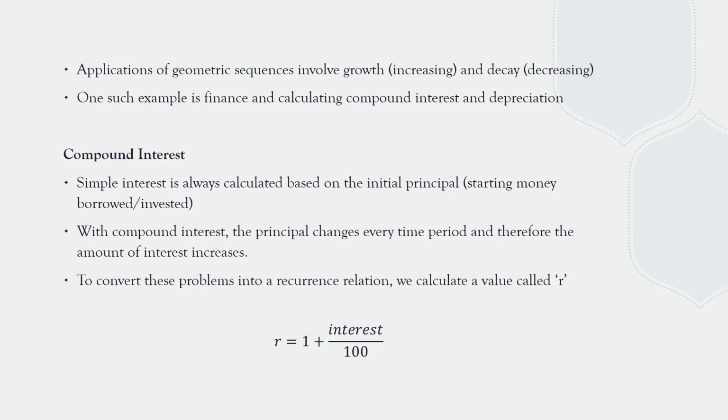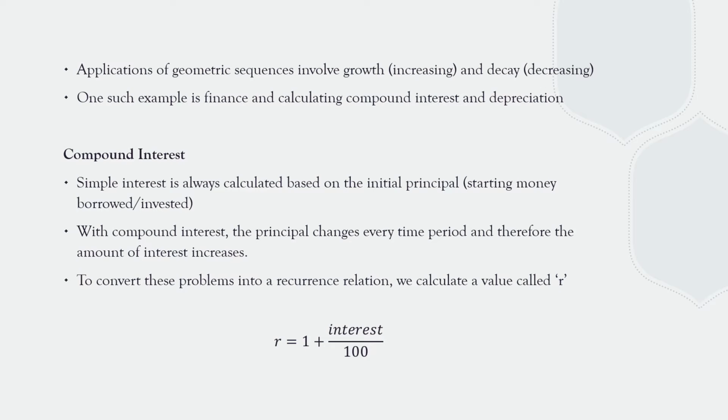So we've done a bit of simple interest in the past, where that's always calculated based on the initial principal. Principal is just your initial amount of money that's borrowed or invested. So for example, if you've got 10% of 5,000, that's $500. It's just going up by 500 every time. That's the arithmetic sequence where the difference between each term is the exact same. With compound interest, the principal changes every time period, and therefore the amount of interest also increases, or decreases if it's a depreciation problem.